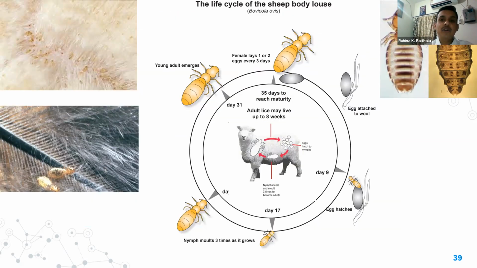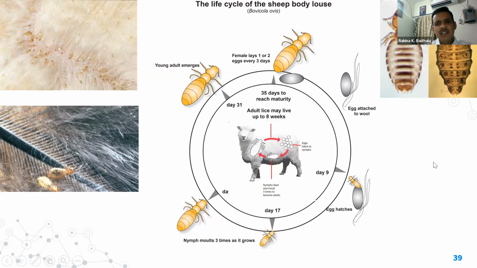Now the second topic: how you can go about controlling another important ectoparasite, that is lice. There are 2 types of lice. One is biting lice, another one is sucking lice. You can clearly differentiate the biting lice and the sucking lice morphologically. The biting lice mostly feed on the tissues and organic waste, while the sucking lice suck the blood.